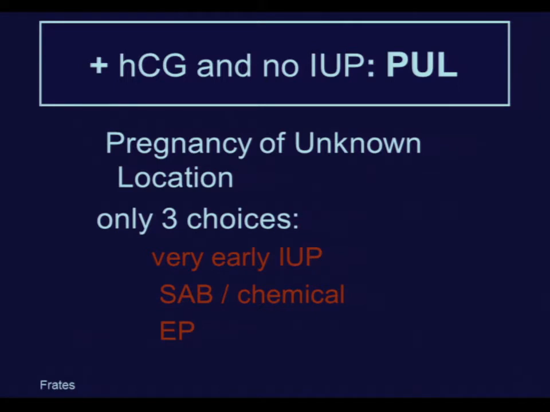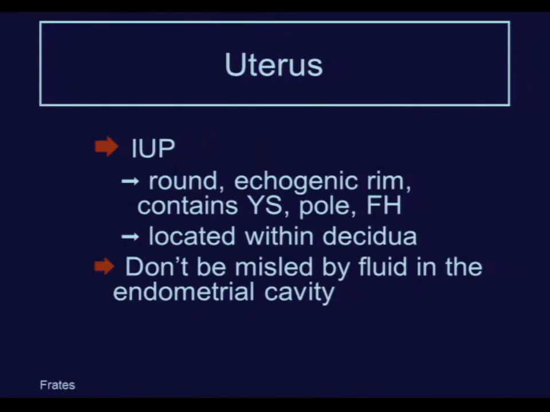In these patients, there really are only 3 options for what could be going on. 1, the patient could have a very early intrauterine pregnancy, which is too early for us to see because we don't pick them up on ultrasound until 5 weeks. 2, this could be a failed pregnancy, a spontaneous abortion that either has just happened, is about to happen, or even a chemical pregnancy. Or the third option, we're looking at a patient with an ectopic pregnancy.